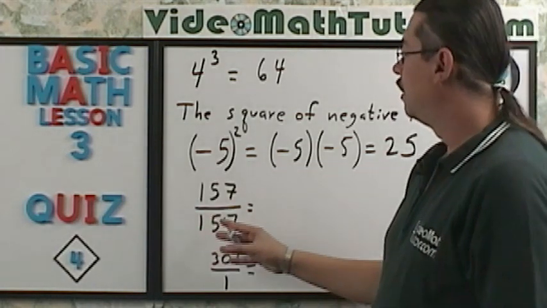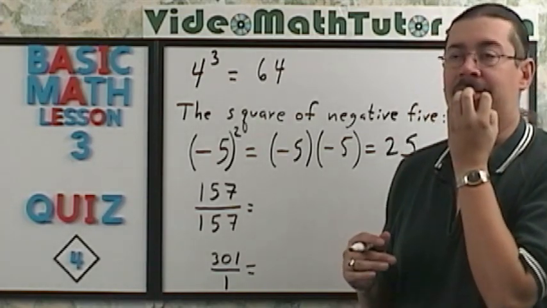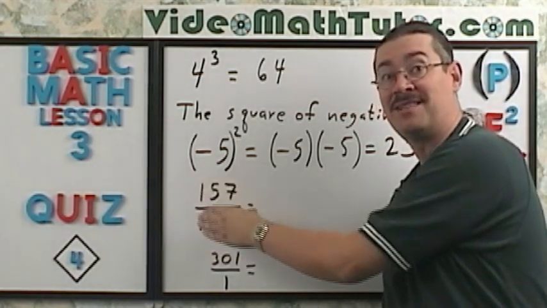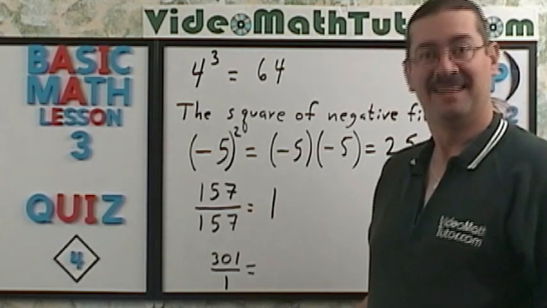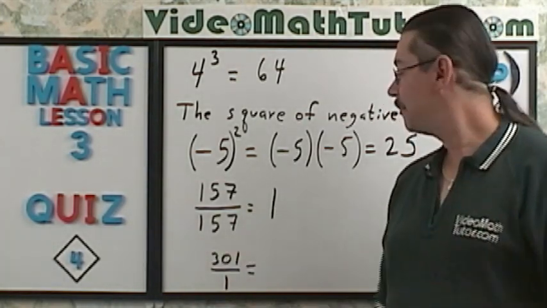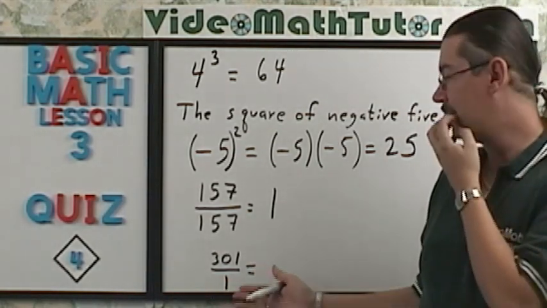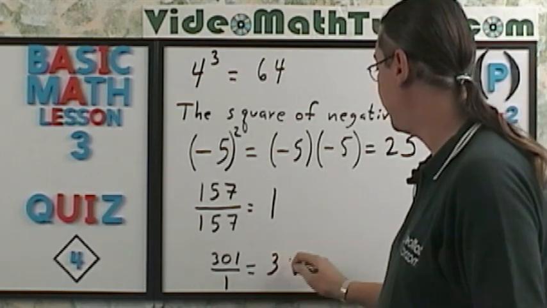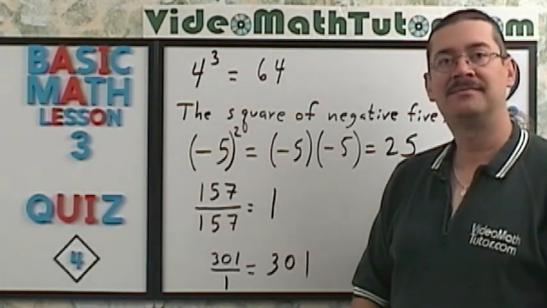For this next problem, 157 divided by 157. Oh, that's pretty nasty. Maybe I should use the calculator. Well, no. Remember our rules. If it's the same number above and below on a fraction, what's the answer? 1. It's the easiest thing in the world. So you've got to know the rules. And this last one, again, 301, pretty nasty looking. But again, it's just divided by 1, so it's just itself. There's a rule for that. And that completes question number 4.